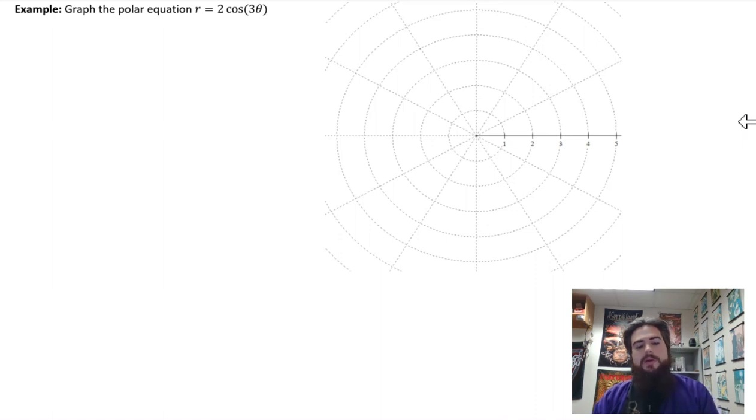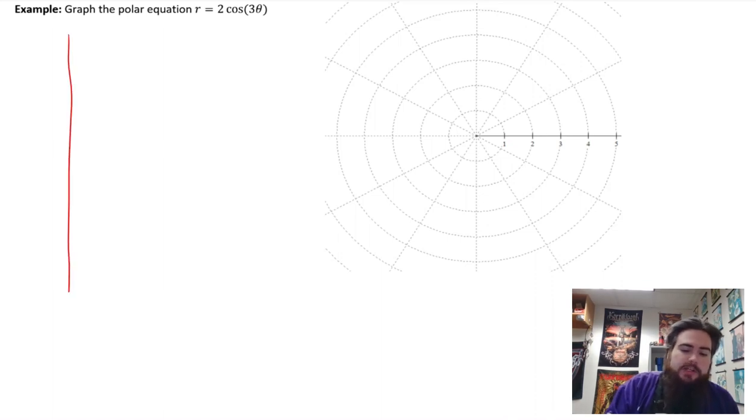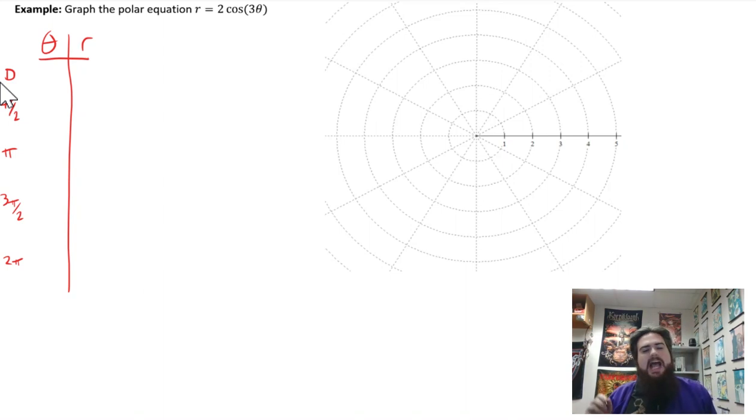In this example, we're going to graph the polar equation r equals 2 times cosine of 3 theta. Now this is going to make a special type of graph, and because of that, I'm actually going to adjust the points that I would typically use when graphing a polar equation. Instead of the normal points that I often personally use, which would be 0, pi over 2, pi, 3 pi over 2, and 2 pi, I am instead going to come up with a different set of values.